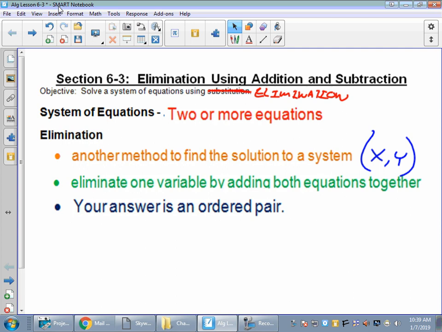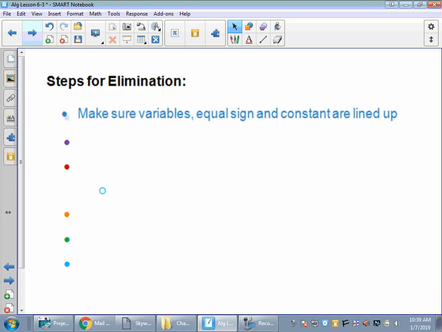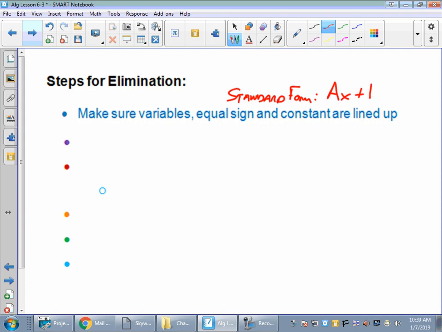So, steps to do this with elimination. The first thing we're going to do is make sure variables, equal sign, and constant are all lined up. And remember, we talked about here's where standard form comes into play. So we want to try to have it in standard form if you can. And that would be, remember, ax plus by equals c. So try to have your x's, your y's, your equal signs, and your constants all lined up in order.